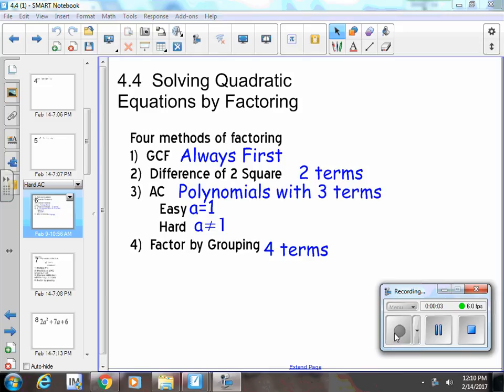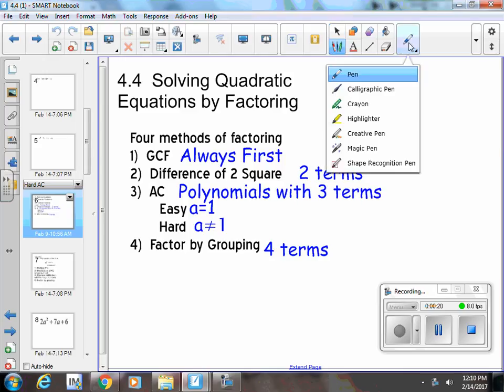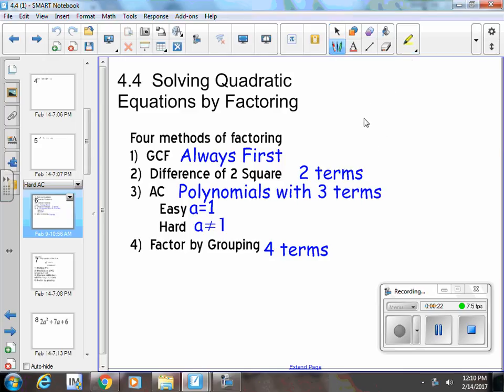Alright, this is notes on 4-4, solving quadratic equations by factoring. And in this video, we are going to do hard AC.